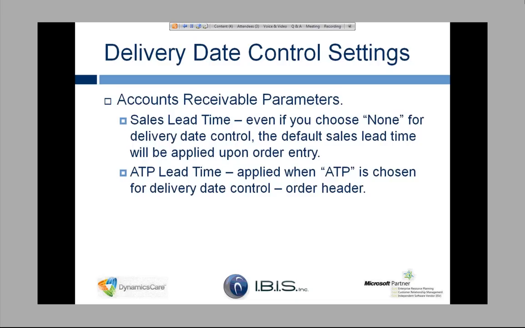So if there's none on hand, it'll go so far and it'll stop. Again, when you're first entering an order, you don't have an item specified, so it's going to go to the ATP lead time every time if you have ATP selected in that parameter.